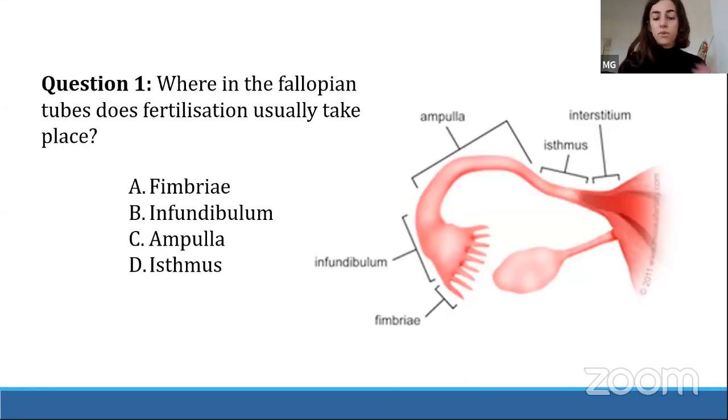So if you guys would like to tell me your thoughts, where in the fallopian tube does fertilization usually take place? There's a poll going on right now, so make sure you vote. Is it, as you can see in the diagram, fimbria, infundibulum, ampulla, or isthmus? If you're not sure, don't worry, this is all about learning, and I'm going to tell you the right answers as we go.